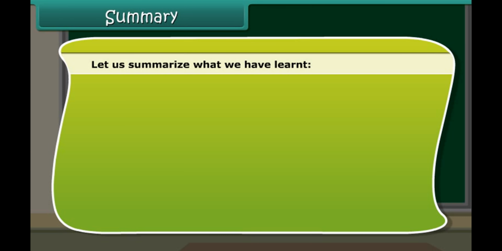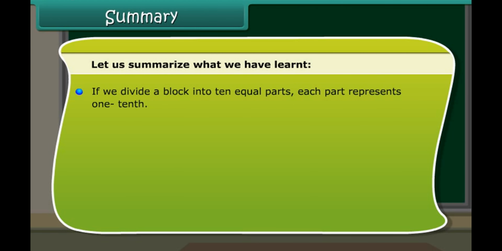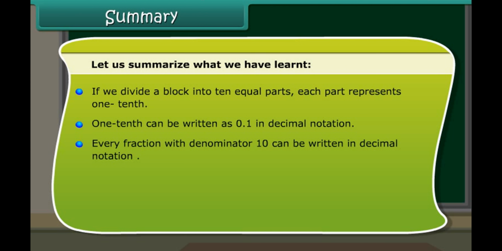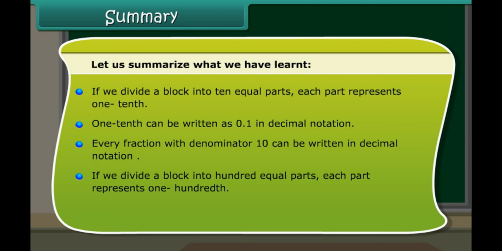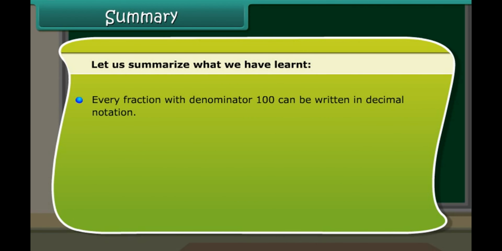Let us summarize what we have learned. If we divide a block into 10 equal parts, each part represents 1/10. 1/10 can be written as 0.1 in decimal notation. Every fraction with denominator 10 can be written in decimal notation. If we divide a block into 100 equal parts, each part represents 1/100th. 1/100th can be written as 0.01 in decimal notation.